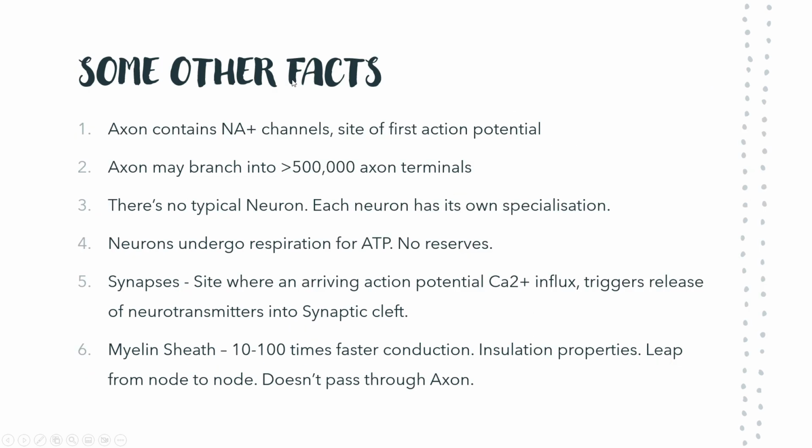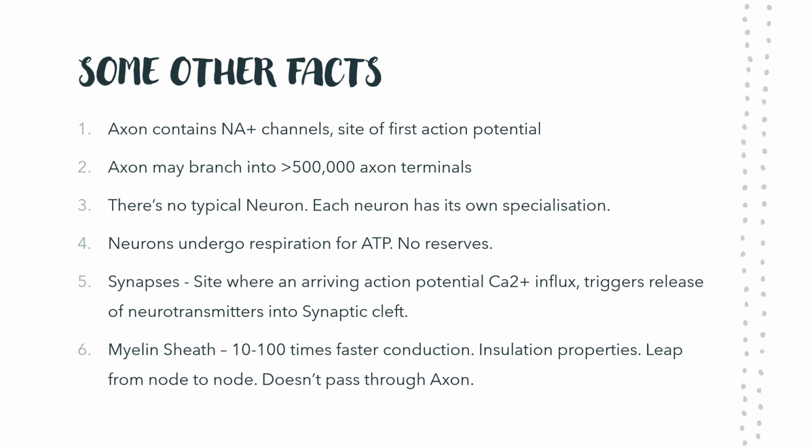So some other facts about neurons. So axons are the site of first action potential. They contain sodium channels. So later we will see. So the signal comes from the axon and then moves to the dendrite of the next neuron. Axons can branch into more than 500,000 axon terminals. There is no typical neuron. Each neuron is different from the rest, depending on the branches and terminals of the axons and dendrites.